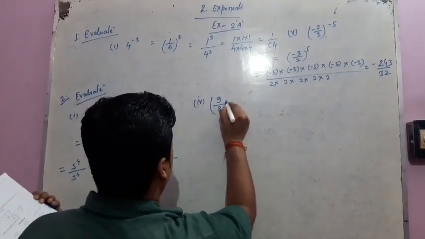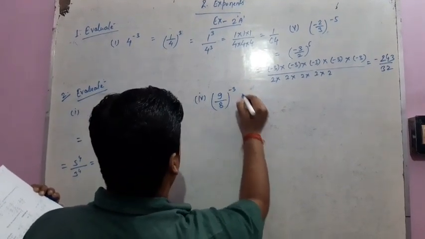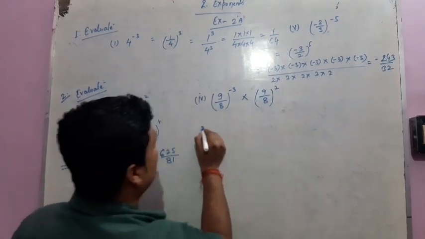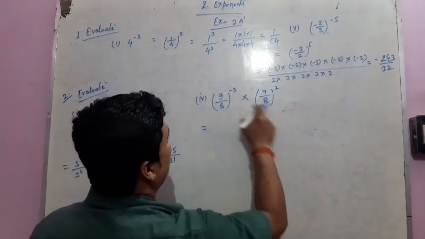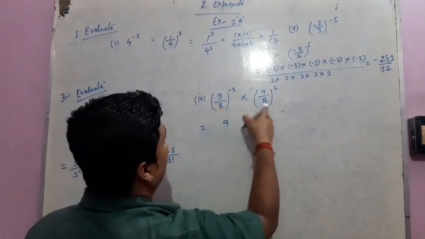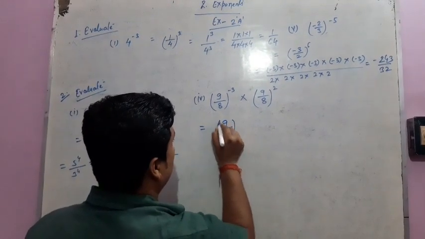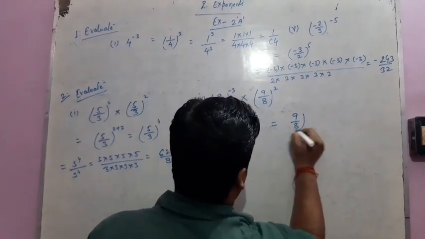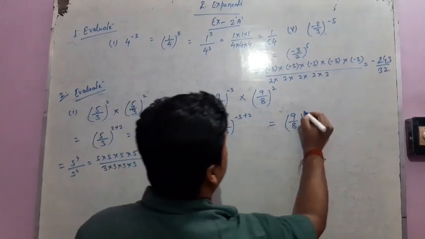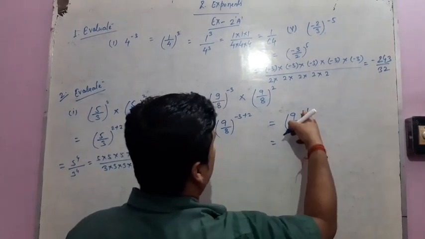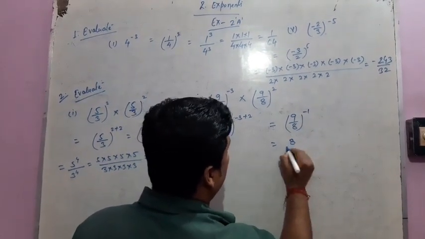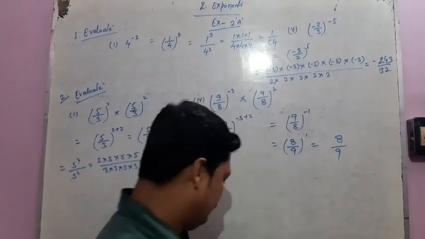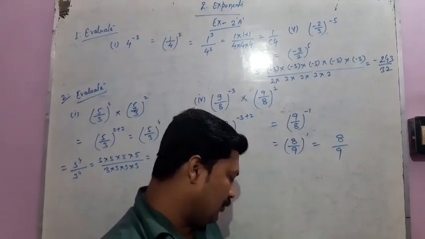9 by 8 to the power minus 3 into 9 by 8 square. Now both numbers have the same base, so we have to add their exponents because they are in multiplication. Minus 3 plus 2, that is 9 by 8, and when we add the integers we will get minus 1. Now for removing this minus sign, we have to write the reciprocal of this fraction, 8 by 9 over 1, that is 8 by 9. That is the solution. Now moving on, question number 3 here.